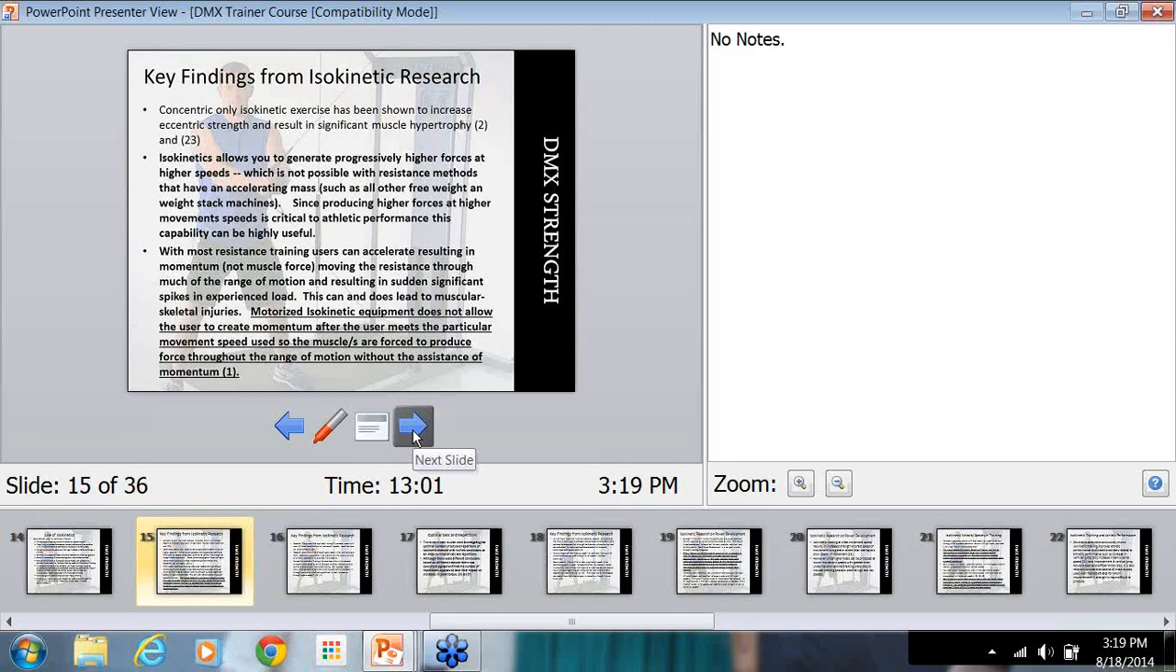So what are some of the key findings from all this isokinetic research? Concentric-only isokinetic exercise, like DMX, has been shown to increase eccentric strength and result in significant muscle hypertrophy. In other words, yes, you can increase muscle size with isokinetics, and there is tons of evidence validating that fact. Same thing on the eccentric side. You also increase eccentric strength even though you're not doing any eccentric work. Now, we wouldn't say that we'd recommend you do no eccentric work in an ideal world, but the fact is that this modality is going to improve strength at every level.